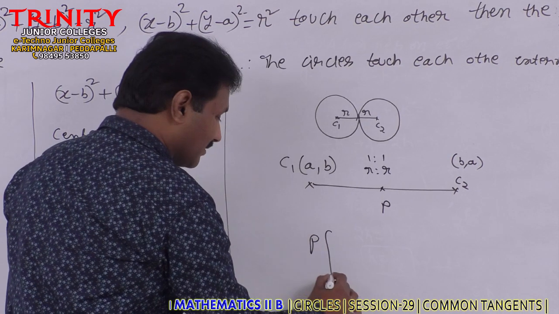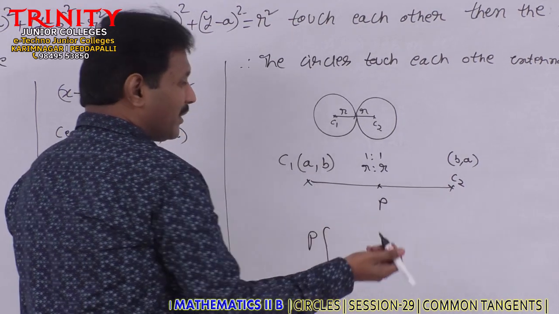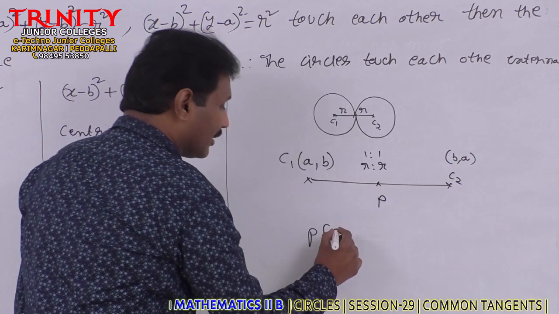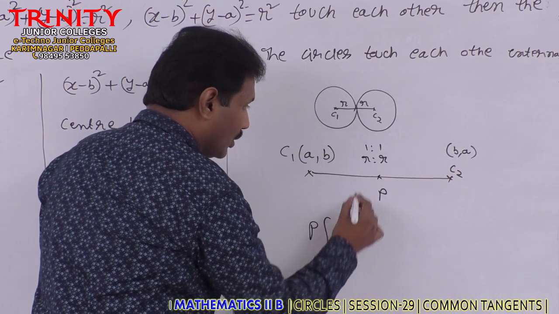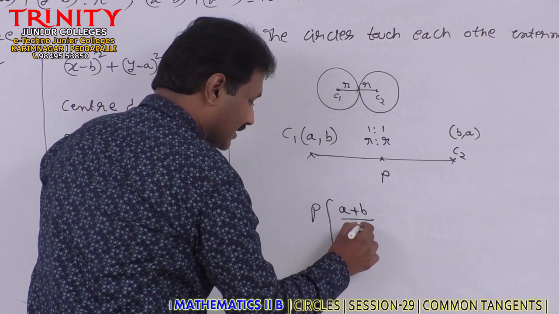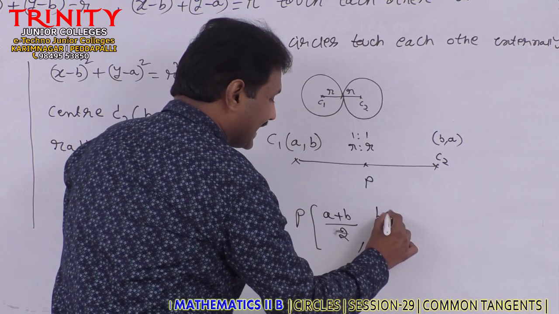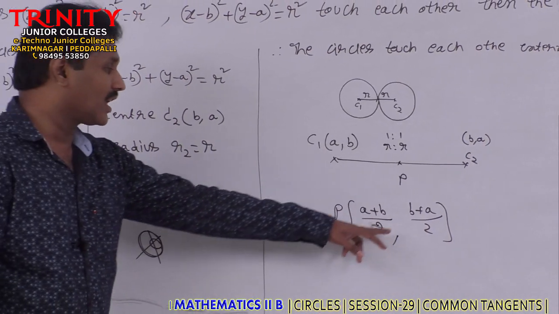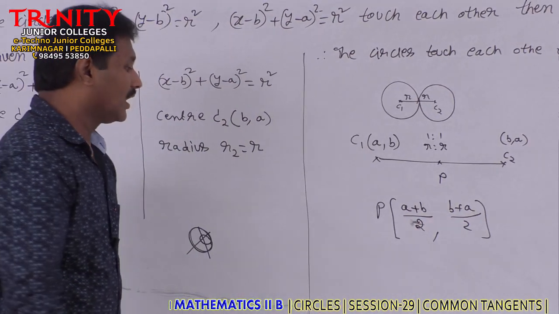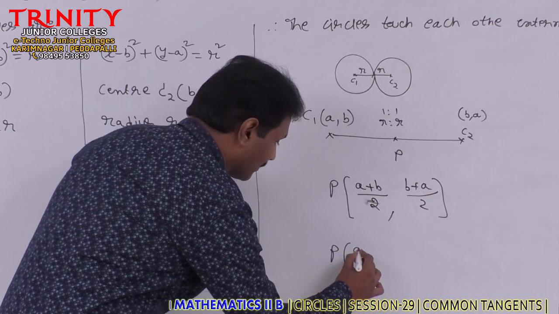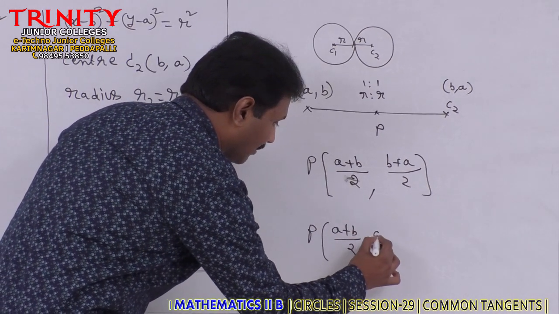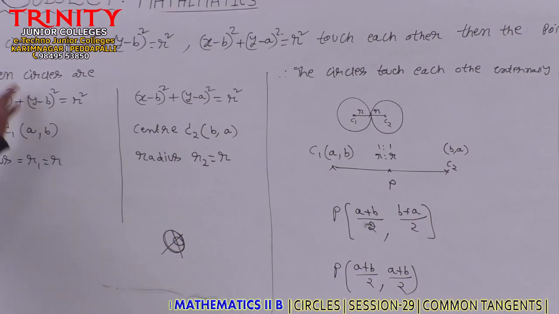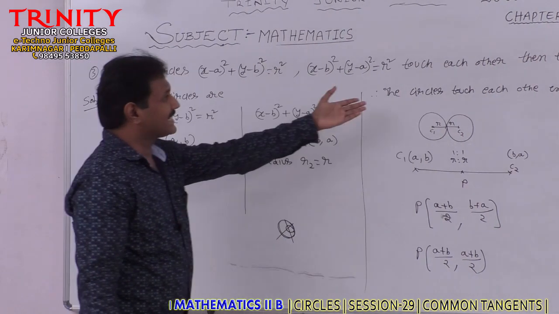Therefore the coordinates of the point of contact, by the midpoint formula (x1 plus x2)/2 comma (y1 plus y2)/2, are (a plus b)/2 comma (b plus a)/2. Therefore the required point of contact is ((a plus b)/2, (a plus b)/2). By data, the given circles touch each other.